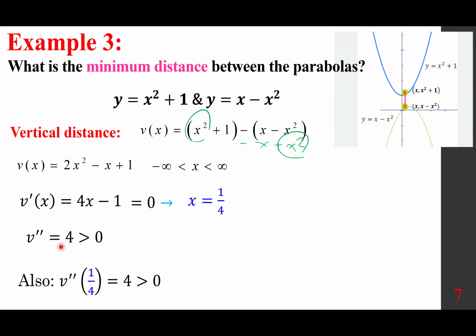Means v double prime, even if you plug in 1/4, makes no difference. So you don't even have to write this, but I just want to make a point. We are supposed to evaluate it at 1/4. Makes no difference. Concave up, looking like that, gives us the minimum. So the minimum occurs when x equals 1/4.